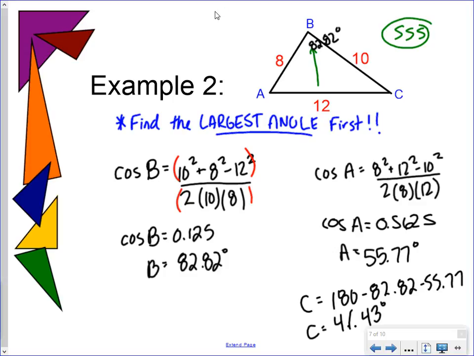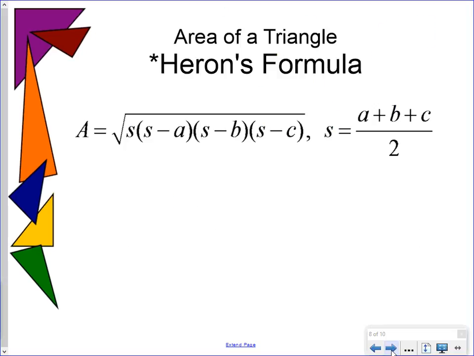We have one other formula to talk about really quickly, and that's the formula for the area of a triangle. Again, it's called Heron's formula. It's named after somebody.